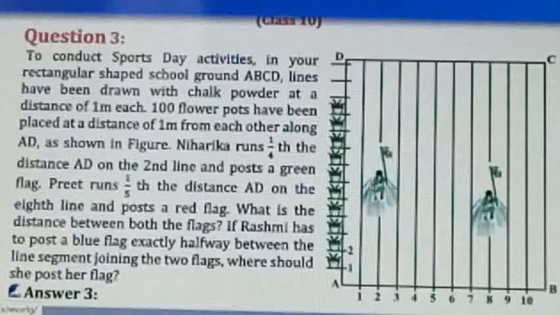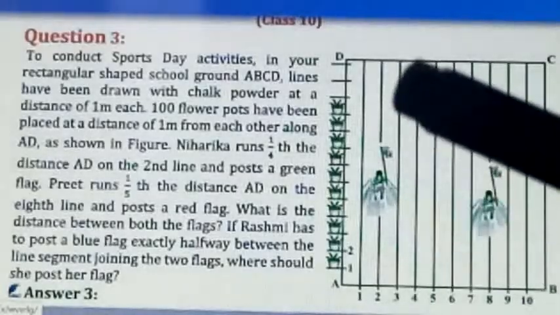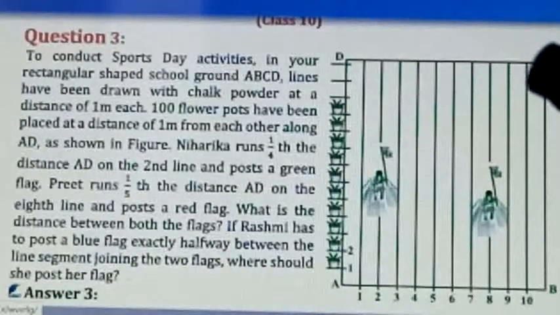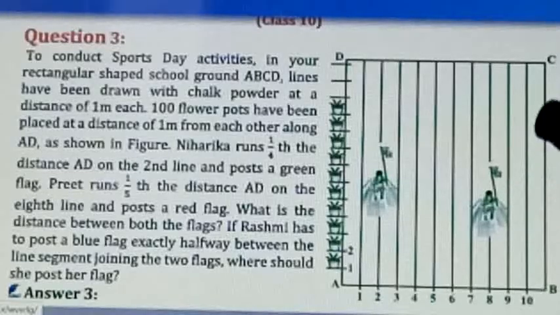So in this video, we will solve exercise number 7.2, coordinate geometry, the third problem. Now the question is: to conduct sports day activities in your rectangular school ground ABCD, lines have been drawn with chalk powder at a distance of 1 meter each. 100 flower pots have been placed at a distance of 1 meter from each other along AD, as shown in the figure. Children, they have given a figure on the right hand side.